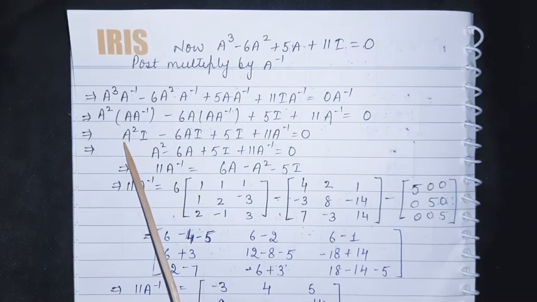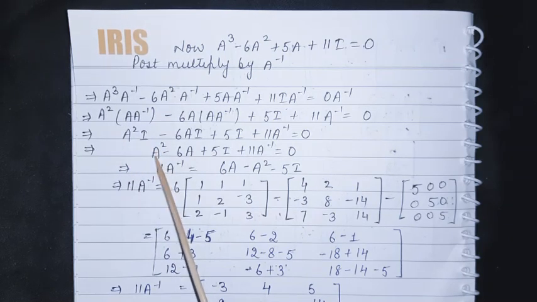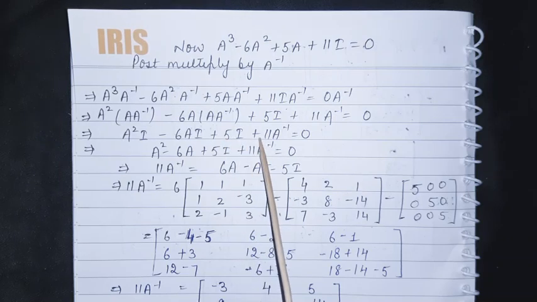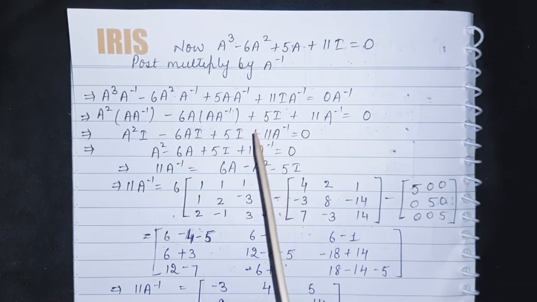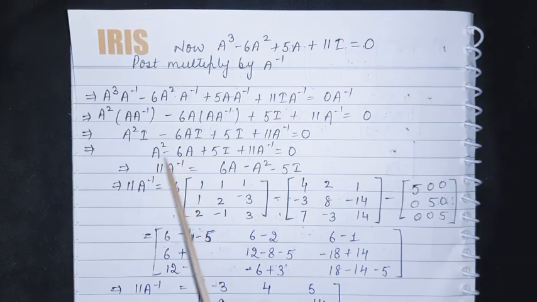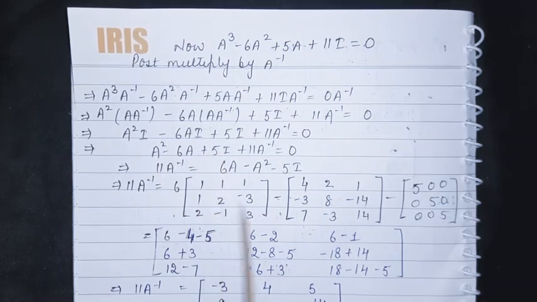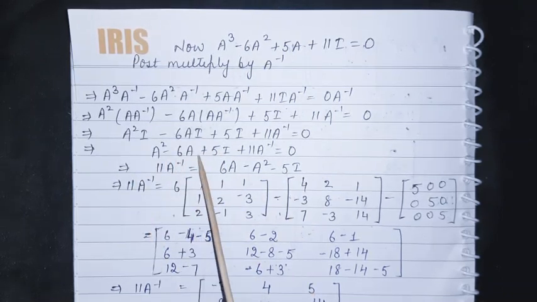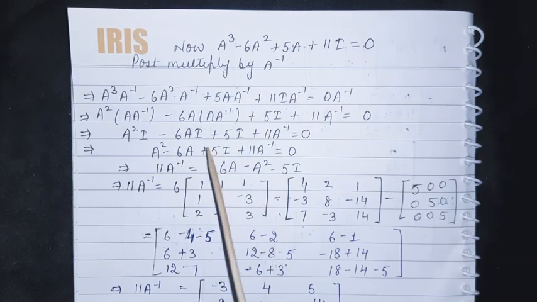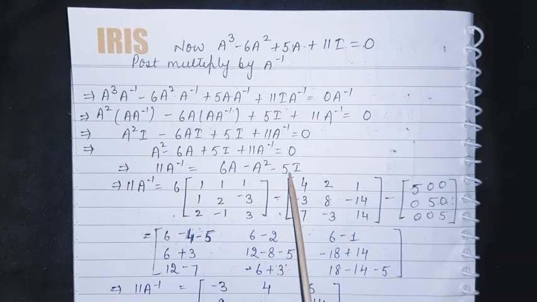Then further, A square into A will be A cubed, 6A into A will be 6A squared... A squared, 6A into I will be A plus 5I plus 11 times of A inverse. Now we need to find A inverse, so we'll keep this 11 times of A inverse on one side and transpose all other 3 matrices to the right side. So this minus 6A will become plus 6A, A square will become minus A square, and plus will become minus 5I.